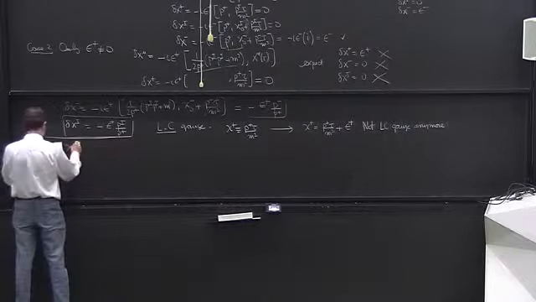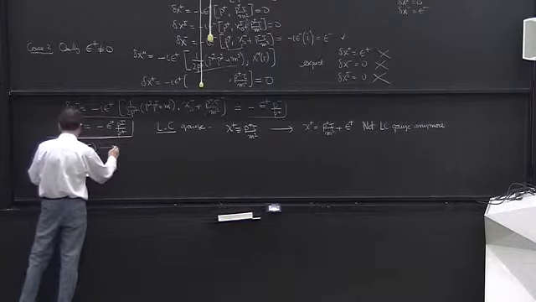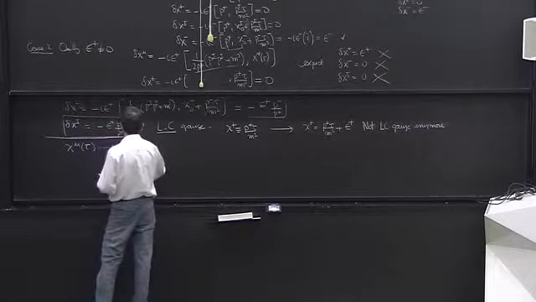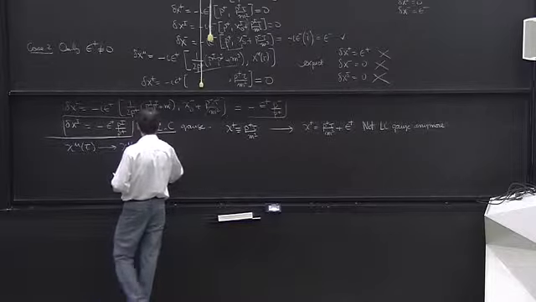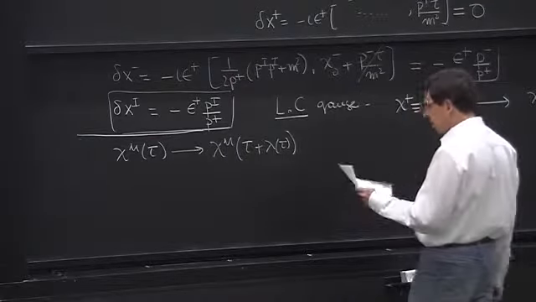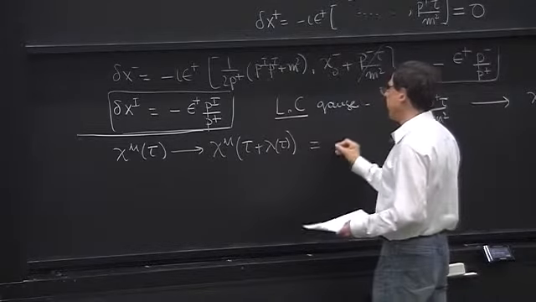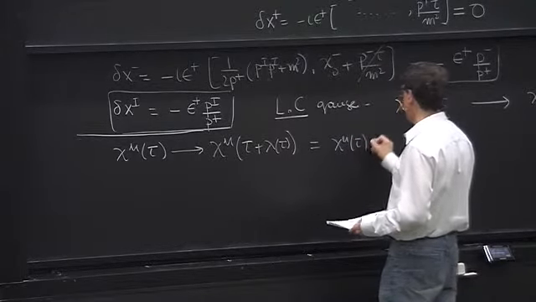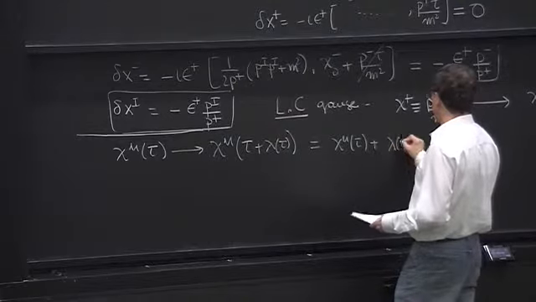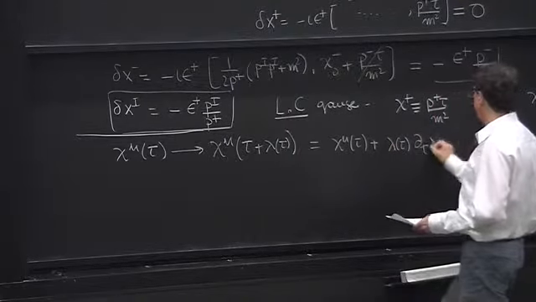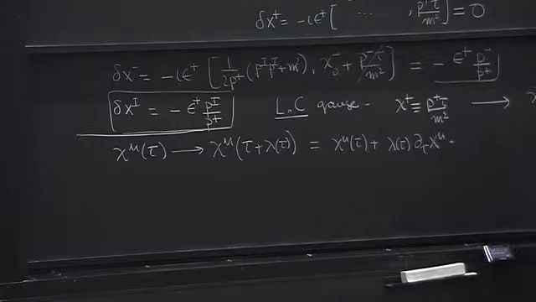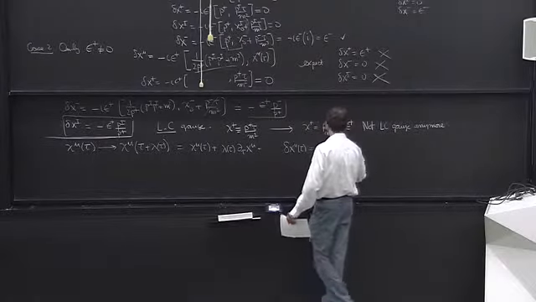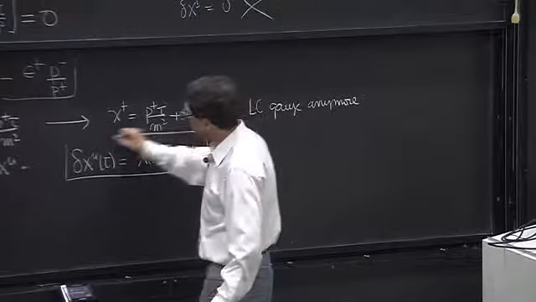Reparameterization invariance is the idea that x^μ(τ) can be changed into x^μ of a different τ, τ plus λ(τ), and nothing changes. So if you write this as x^μ(τ) plus λ(τ) ∂_τ x^μ, you can think of this as a symmetry transformation. δx^μ(τ) = λ(τ) ∂_τ x^μ. This is a symmetry.